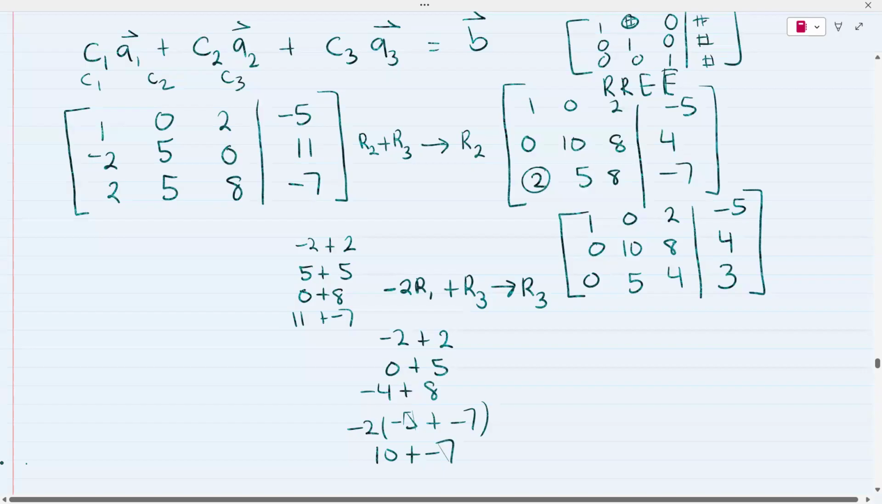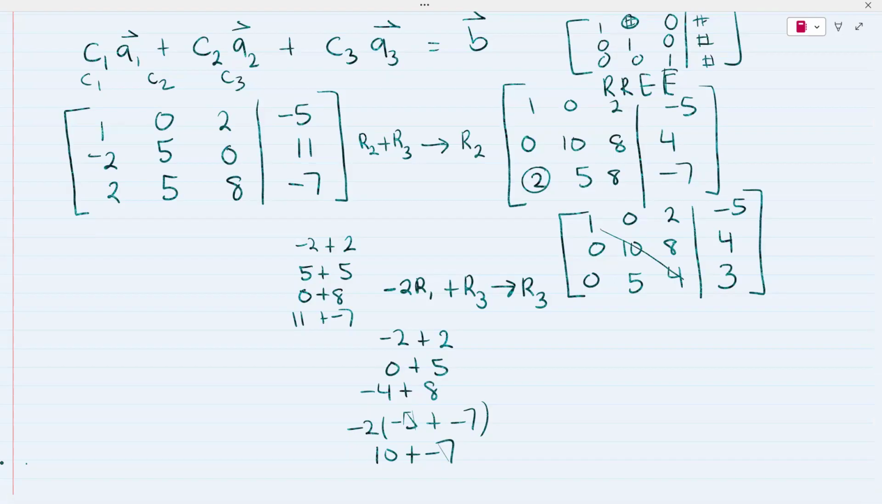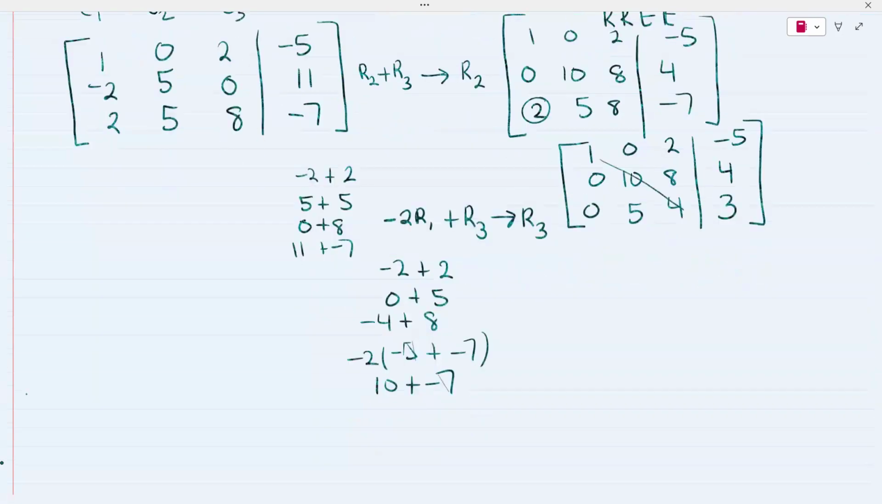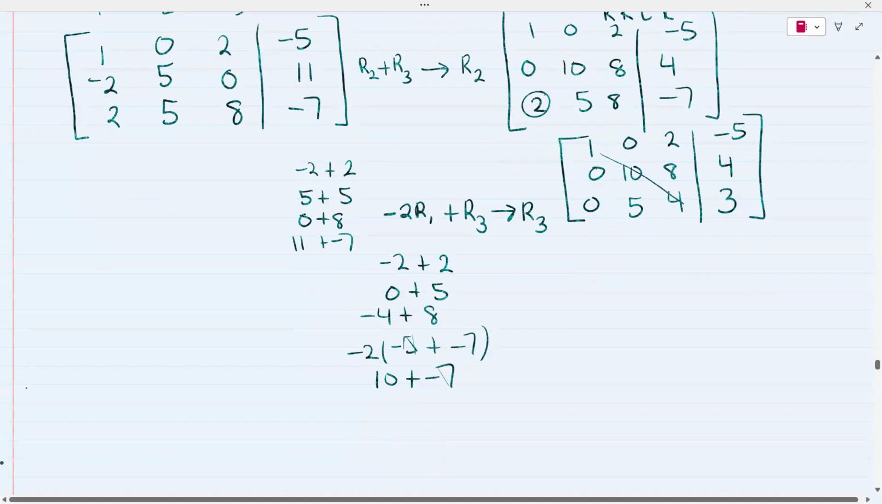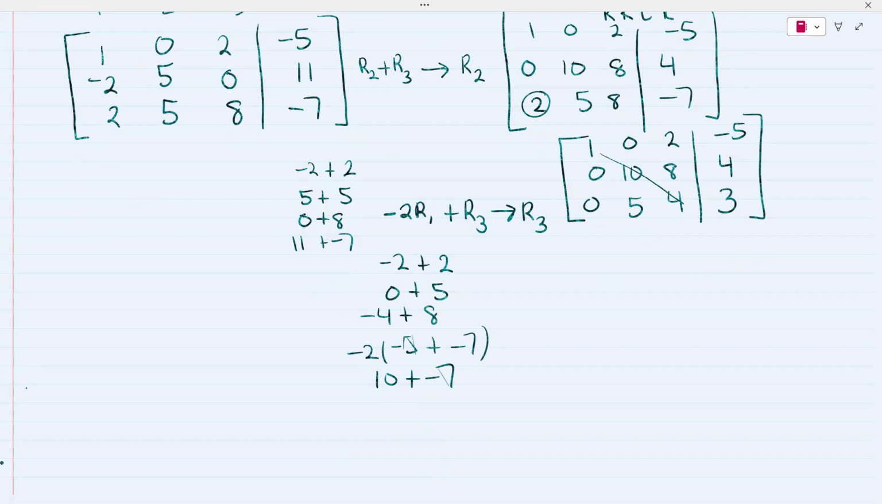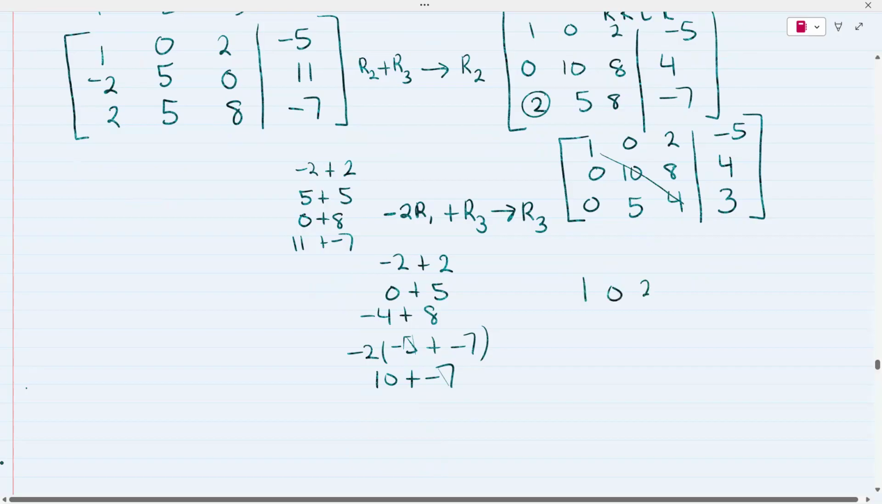And then I want to get these ones. I don't have to worry about that. But to save us more time, because I kind of did it already, you're going to get a matrix like this: 1, 0, 2, -5, and then this would be 0, 5, 4, 1, and then this would be 0, 0, 0, 2.